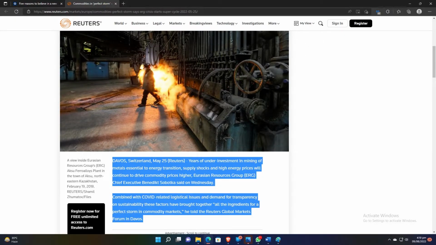The next reason which convinces me for a probable fifth commodity supercycle is the underinvestment in the past. Now, as per this Reuters article, years of underinvestment in mining of metals essential to energy transition, supply shocks, and high energy prices will continue to drive commodity prices higher. In the second paragraph, it states, combined with COVID-related logistical issues and demand for transparency on sustainability, these factors have brought together all the ingredients for a perfect storm in commodity markets.